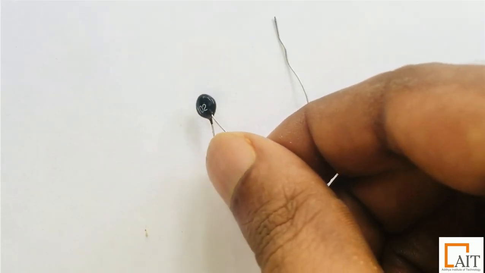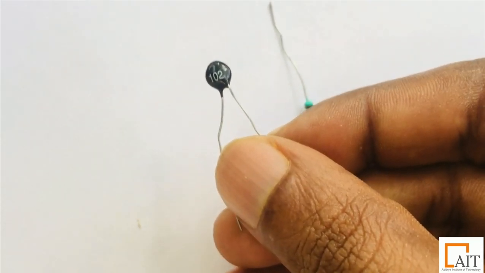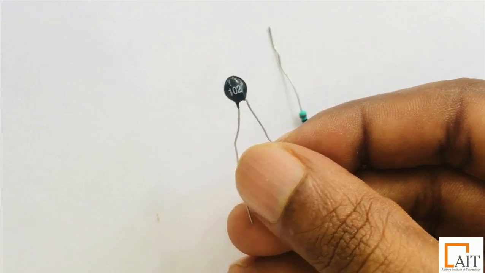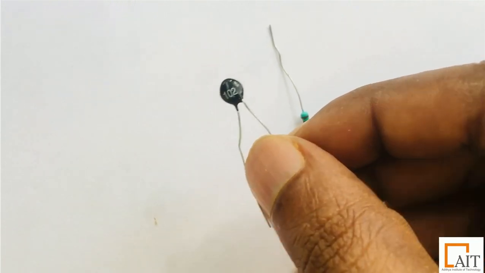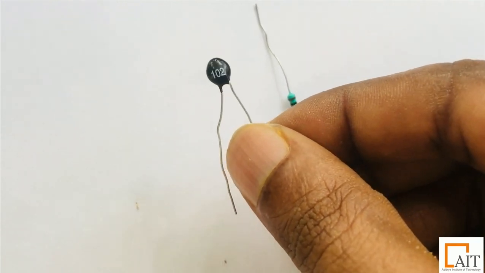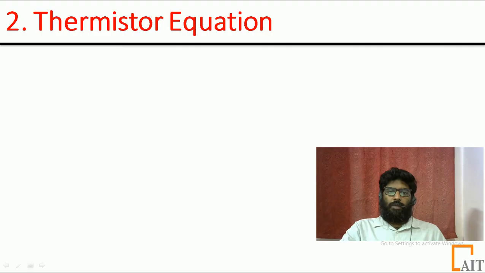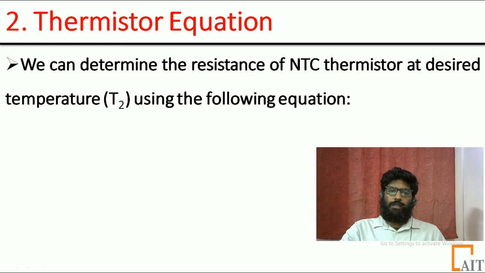This is our thermistor, NTC 102. It is 1 kilo ohm. So this thermistor we use in our circuit application. Now we'll start the analytical part. Here we'll try to determine the thermistor resistance at the desired temperature. In order to determine the thermistor resistance at the desired temperature, we use the following equation.